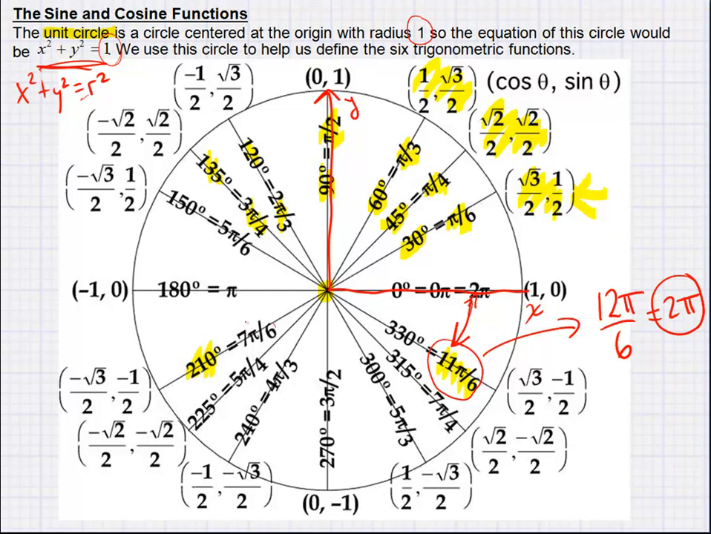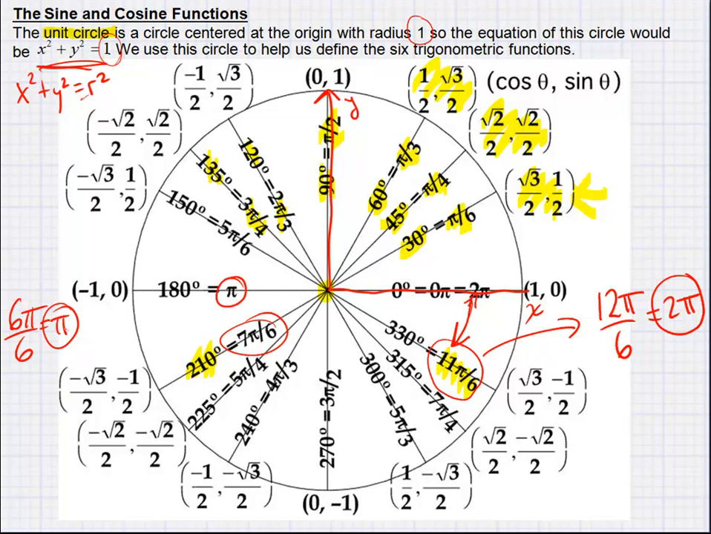If I go, say, 7 pi 6, and I want to figure out where 7 pi 6 is, I can't remember where that falls. Well, I try to think of a whole number that I can work with that's really close to 7 pi 6. That would be 6 pi 6. So 6 pi 6 is the same thing as pi, and I know where pi is. 6 pi 6 and pi are the same, and I know that pi is right here.